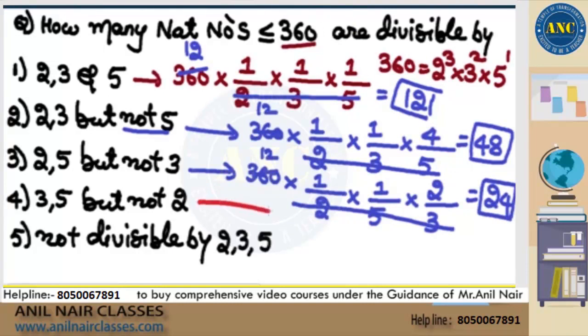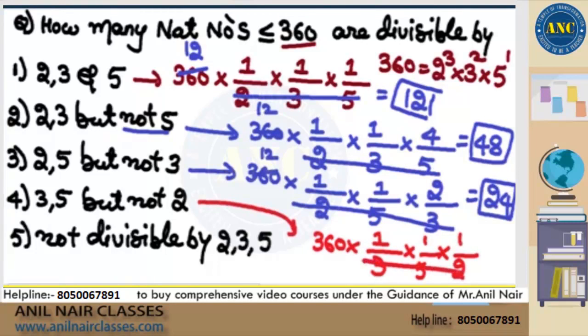Another one, 3, 5 but not 2. Out of 360 numbers, for every 3, one number is divisible. For every 5, one number is divisible. For every 2, one number is not divisible. 30. Answer is 12.